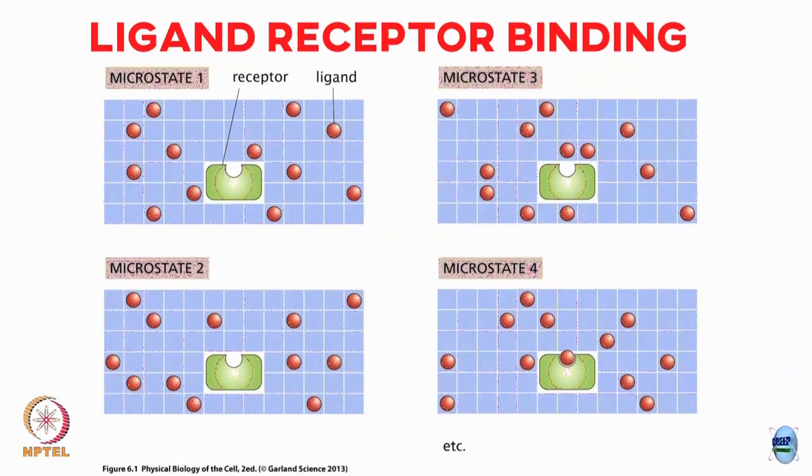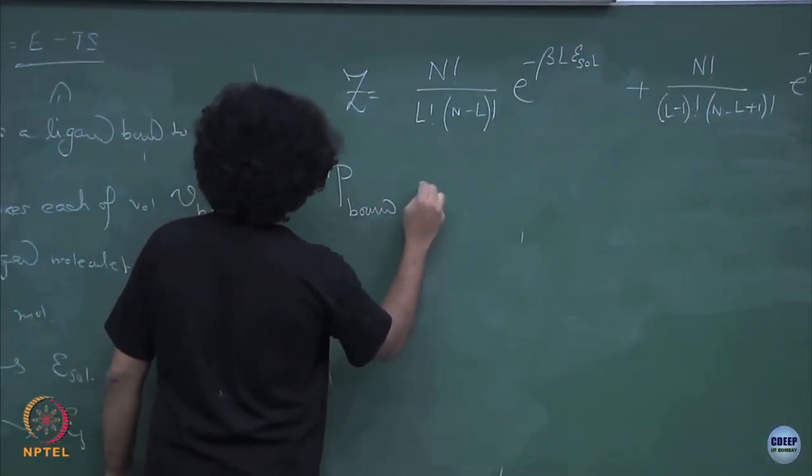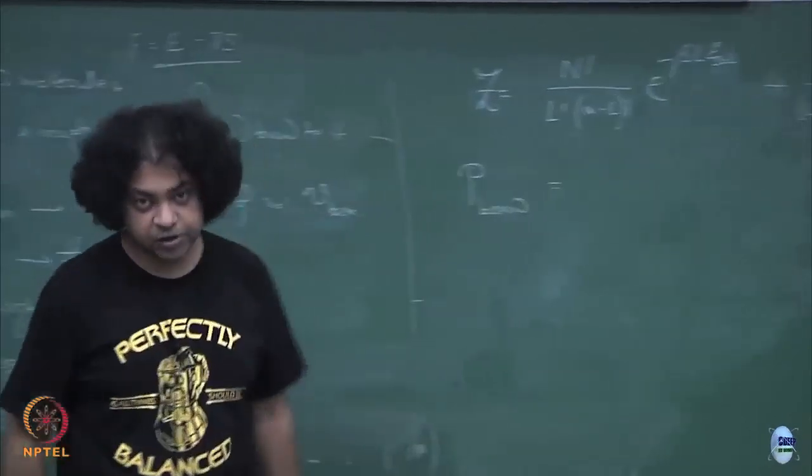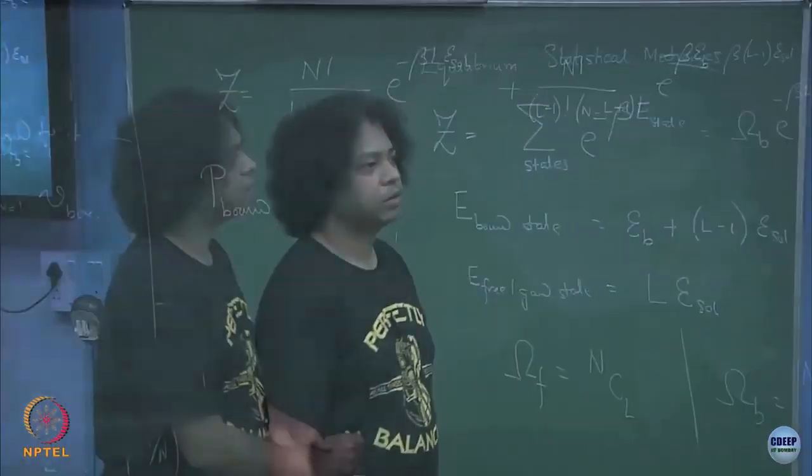Okay, so what was I saying? So, this is my partition function. Now, remember I am interested in what is the probability that the receptor has a ligand bound to it. So, if I ask what is P bound? Now that I know the partition function, can you tell me what is the probability that the receptor has a ligand bound to it? Yes, Soumya.